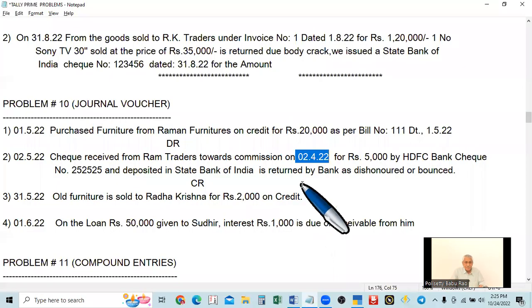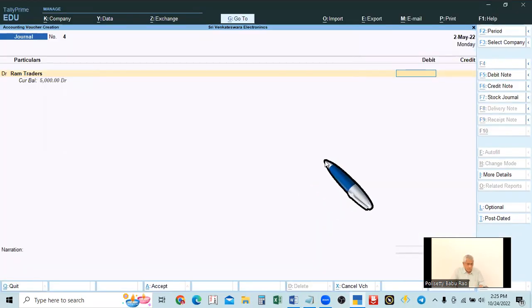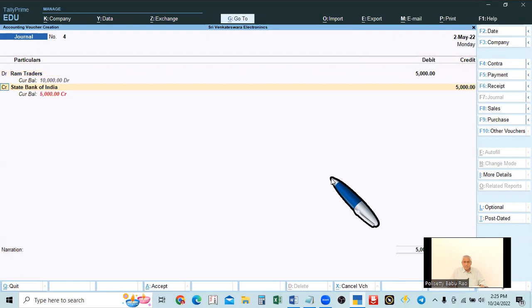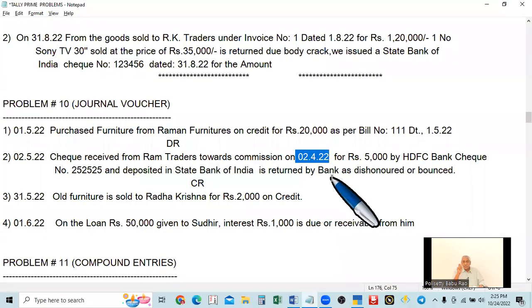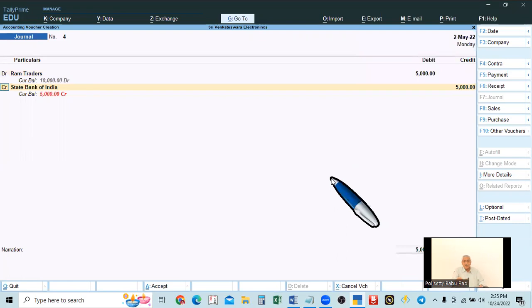What is the amount of the check? Check 5,000 rupees. 5,000 rupees is the amount dishonored. Ram Traders debited, and now the check is with the bank. It has not received the money, so the bank is to be credited. Now State Bank of India is to be credited 5,000 rupees. When you enter a bank account in any entry, it will ask you the details of the payments, that is check details, bank details.